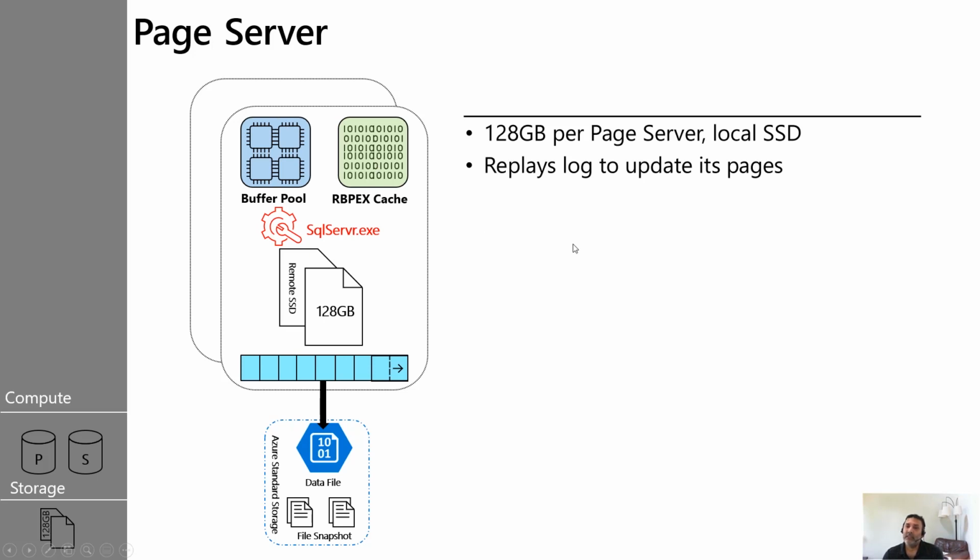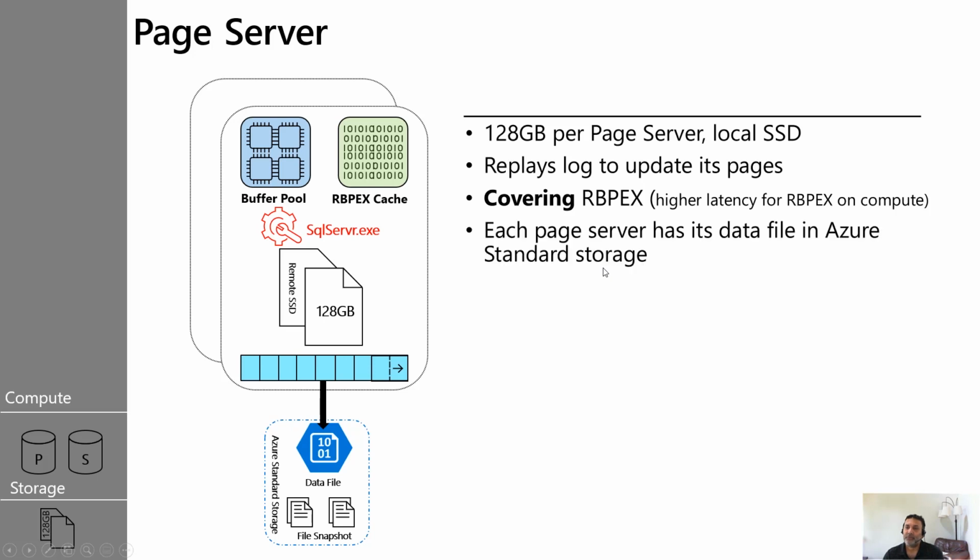So for the page server, there is no write from compute to page server. Information or pages are updated, or log records are applied, by replaying log to update its pages. We talked about the fact that it's covering already. So a read from the page server is more expensive than a read from the non-covering RBPX cache on compute because it's a remote read. But otherwise, the page server has local SSD. Each page server on its own has its data file on Azure Standard Storage.